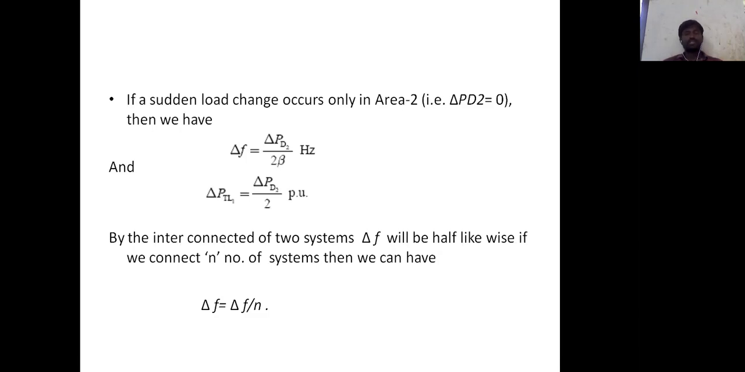So here the change in frequency does not become zero. In the uncontrolled case, when systems are interconnected, the frequency drop is reduced. In the case of two areas connected, delta F equal to delta F by 2. The change in frequency is reduced to half with two areas. In case of a number of systems connected, the change in frequency is delta F1 by N. Thank you.